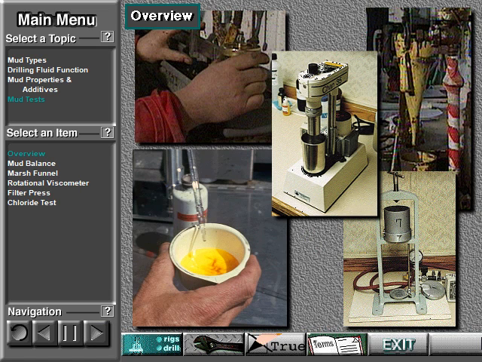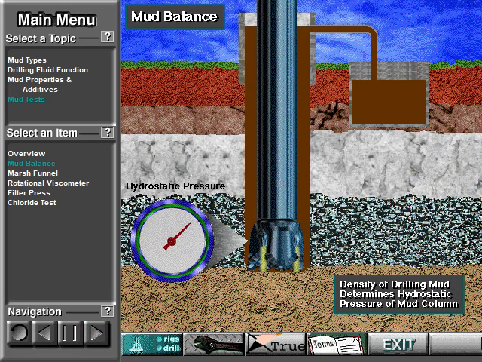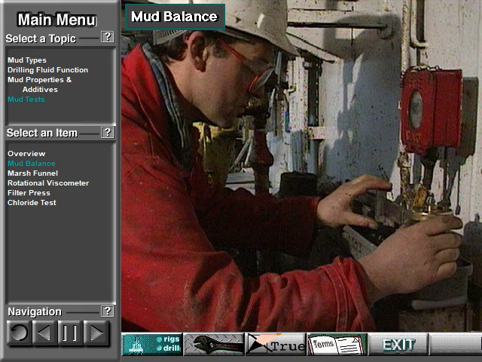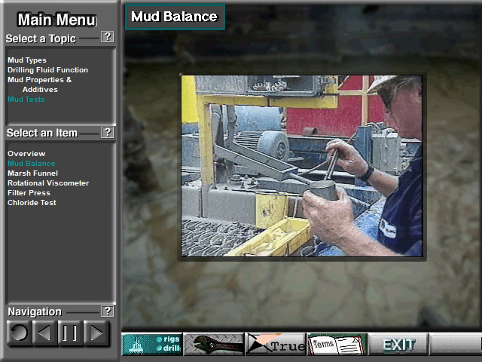In this section, we will learn about tools that are used to monitor mud properties. The density, or weight per unit volume of the drilling mud, determines how much hydrostatic pressure the mud column exerts on the formation. It is therefore important to know the mud's density at all times. To determine mud density, the mud engineer or helper uses a mud balance.